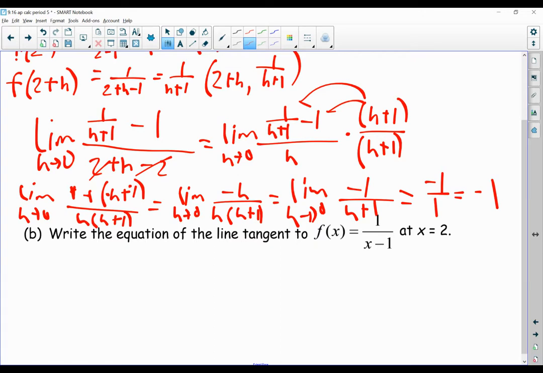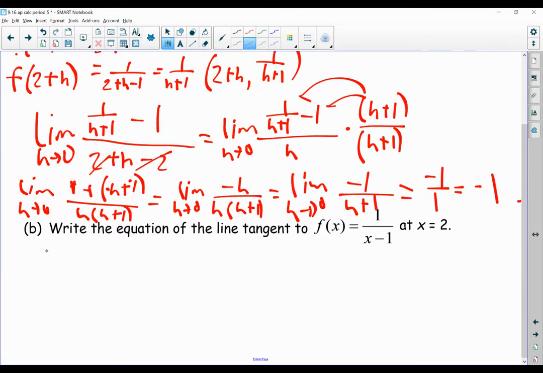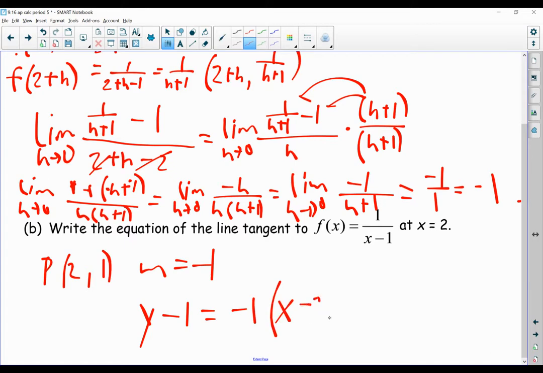Now to write the equation of the tangent line at 2, it's actually easier because I have the point (2, 1). I have a slope at that point of negative 1. So it's just y minus 1 equals negative 1 times the quantity x minus 2. And that would be the equation of your tangent line.